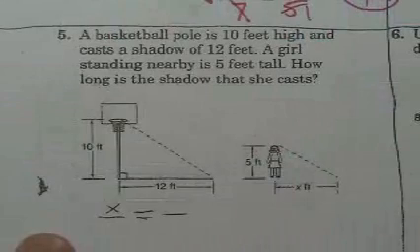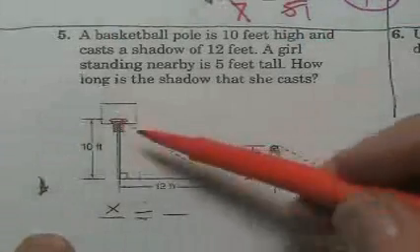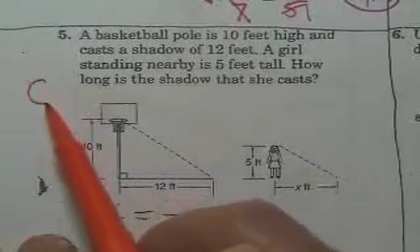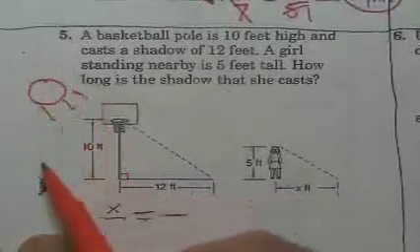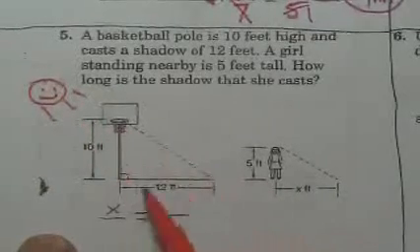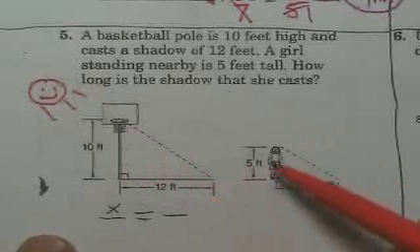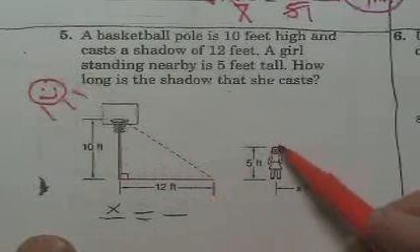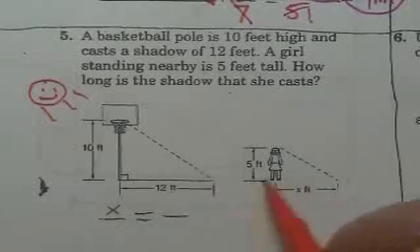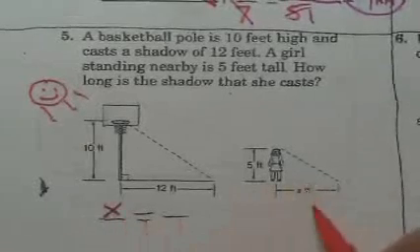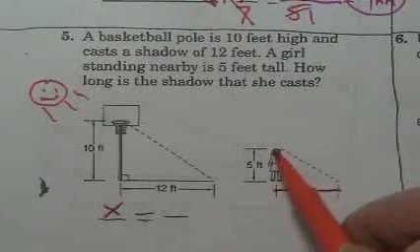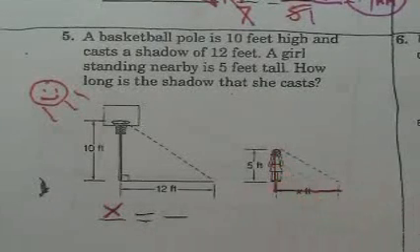Count number 5, we have a basketball pole. It's 10 feet tall, and it casts a shadow. In other words, what we do is we have a sunshine here, and it's casting a shadow. The shadow is 12 feet. And over here you have a girl that's 5 feet tall, and we want to know what her shadow is, x. Okay, so this is my x. So this is my triangle right there. Right, going up like this and over there.